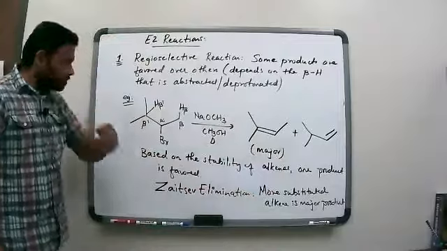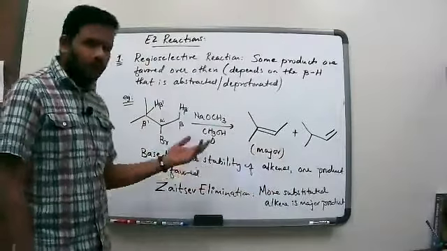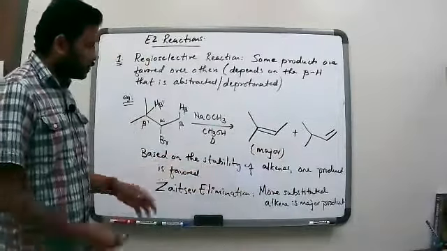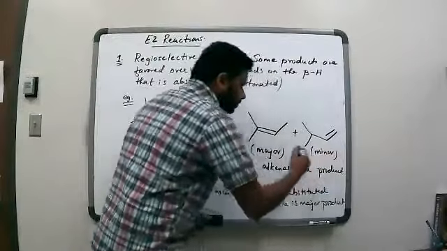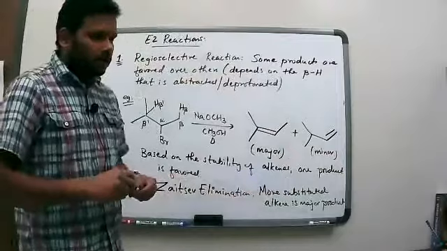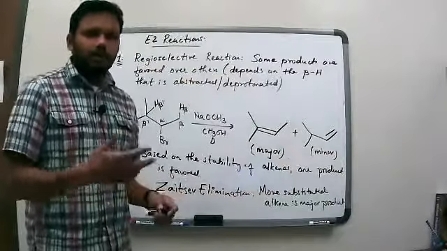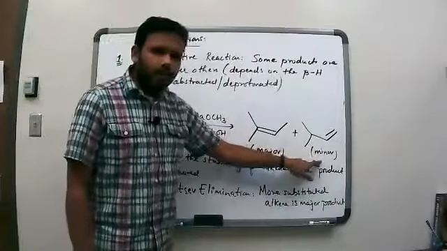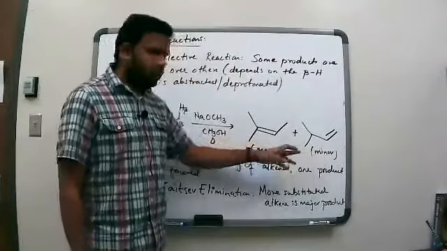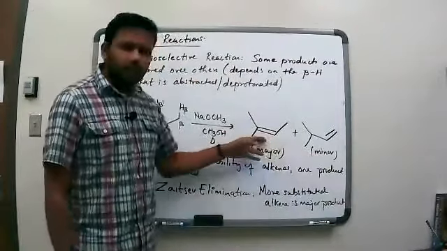But sometimes, you know, organic chemists might want this product more for something. Maybe I'm trying to make a pharmaceutical drug or something else. And what I want is that minor alkene, the minor product, more than this major product.